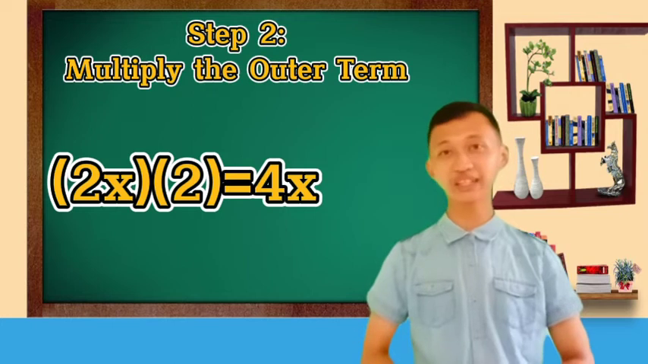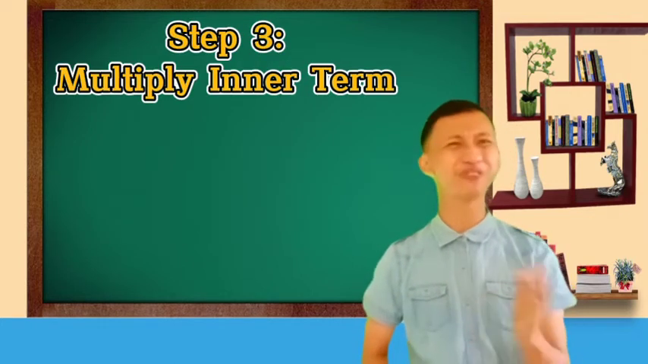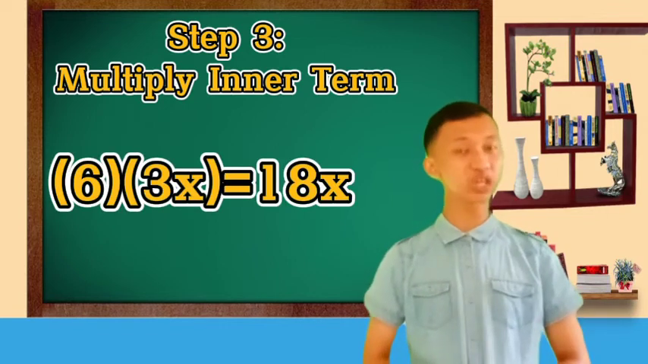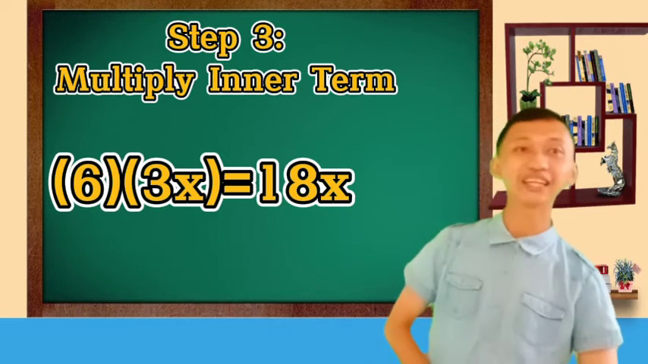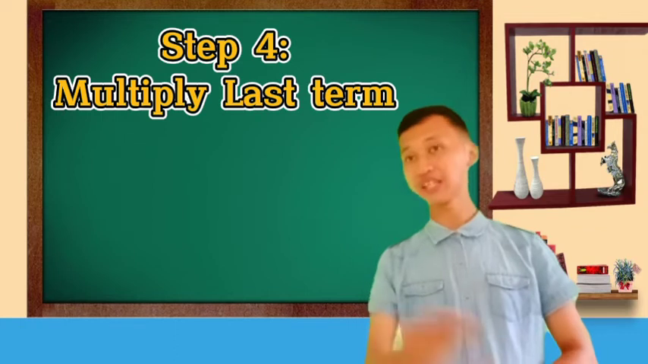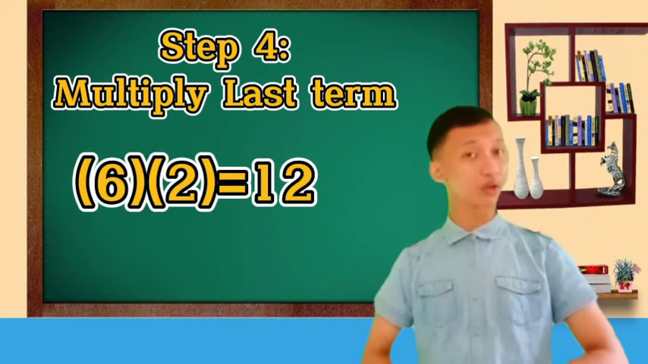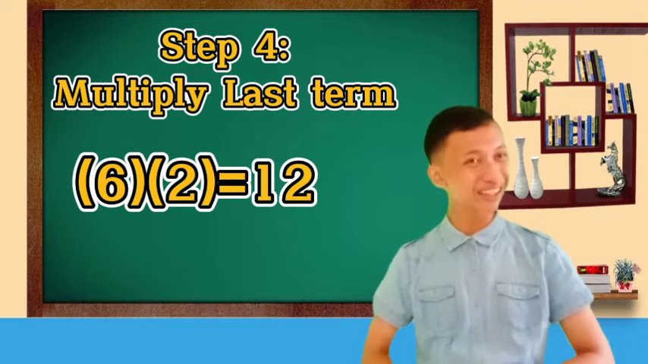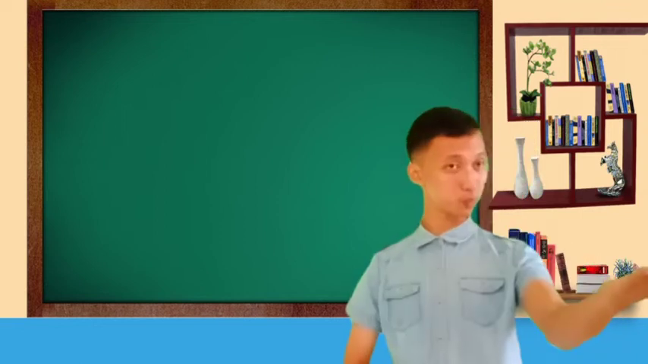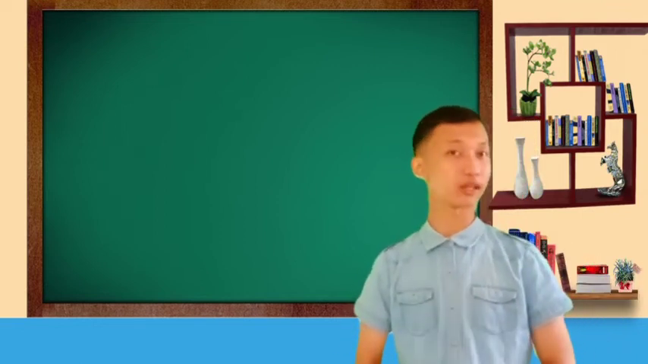4x, very good. And for our inner term, we have, very good, Lorraine. We have 6 times 3x, which equals to, yes, Jane, 18x. And for our last term, we have, yes, Ronald, 6 times 2, which equals to, yes, Almera, 12. Very good. And for the next step, very good, combine like terms.